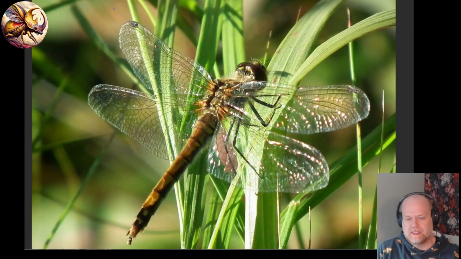So, what are the characteristics of the Odonata? What are the characteristics of the dragonflies and the damselflies? How can you tell them apart from other insects? And then how can you tell them apart from each other?